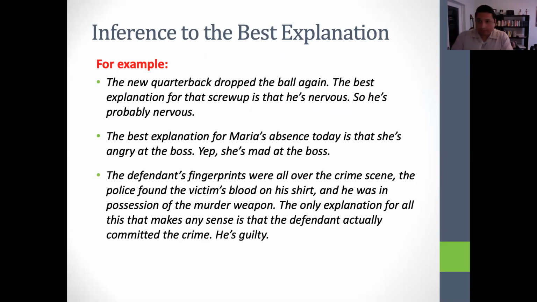Here are some other examples that you'll get in the text. The new quarterback dropped the ball again. The best explanation for that screw up is that he's nervous. How about the second one? The best explanation for Maria's absence today is that she's angry at the boss. Yep, she's mad at the boss. Or this last one, like the example I gave: the defendant's fingerprints were all over the crime scene, and so forth, other bits of evidence. The only explanation for all this that makes any sense is that the defendant actually committed the crime. He's guilty.